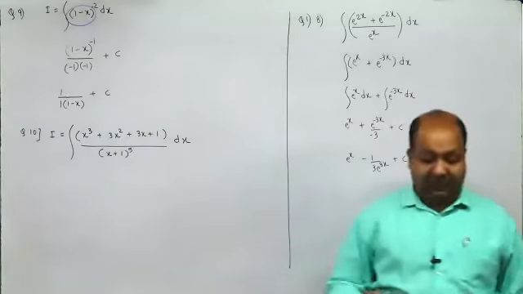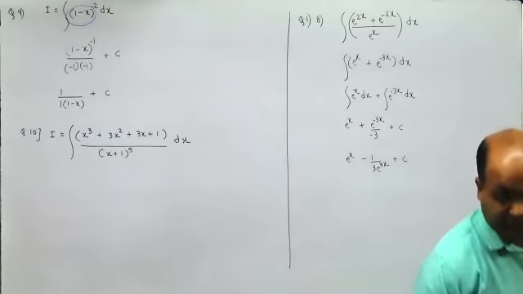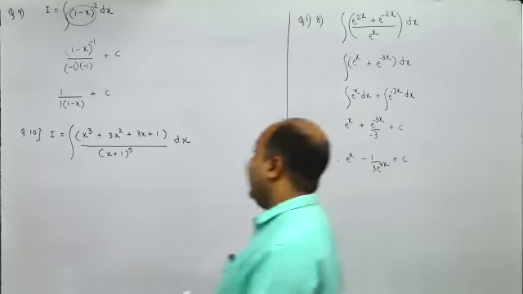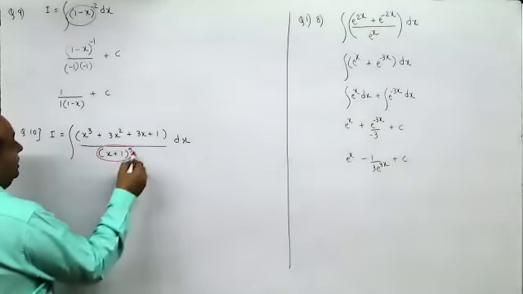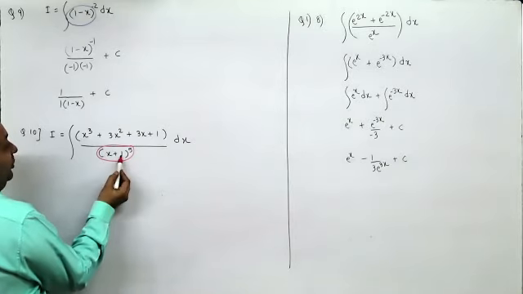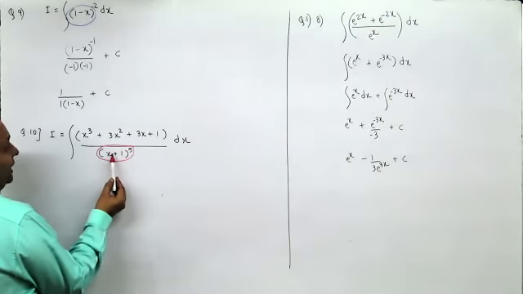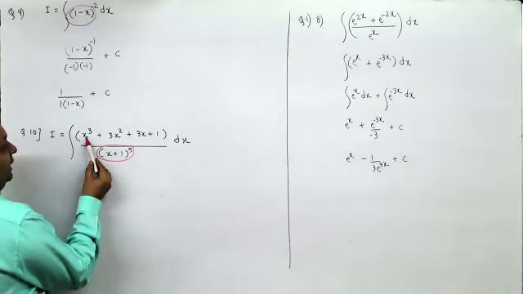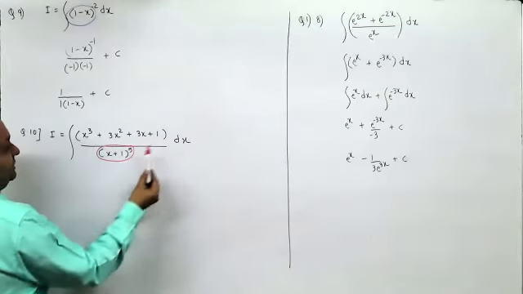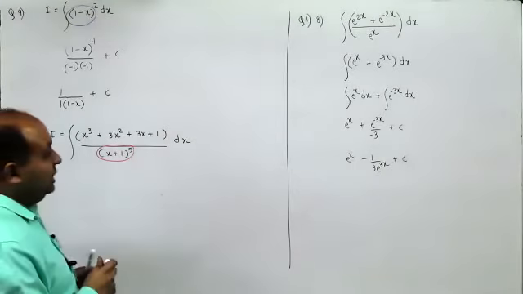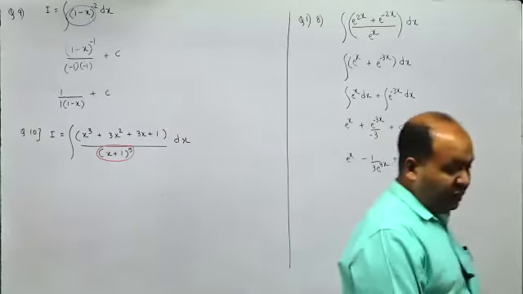Whenever you get higher powers, remember, take that term as t. That means this x plus 1 would be t. If x plus 1 is t, then x would be t minus 1. Substitute that and then solve it further. So this would be x plus 1 equal to t.